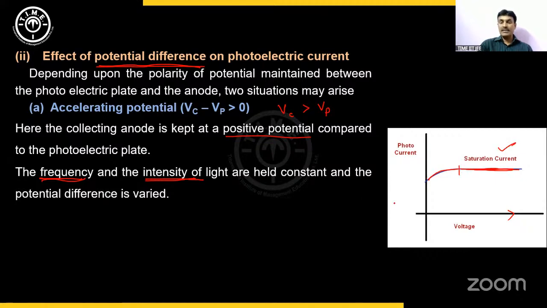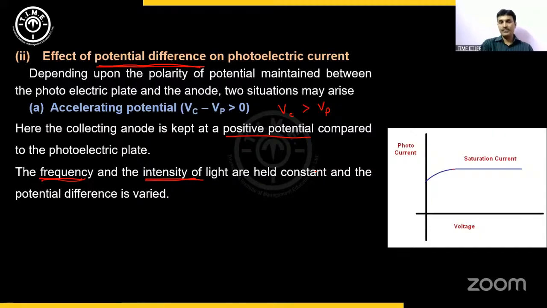Saturation current. But surprisingly, even when the potential difference between P and C is made 0, that means both are maintained at the same potential, Vp is equal to Vc, even then, see, the current is not 0. There exists some current in the circuit. Why so? That we have to answer. Einstein answered all these queries. Let us discuss all those points.